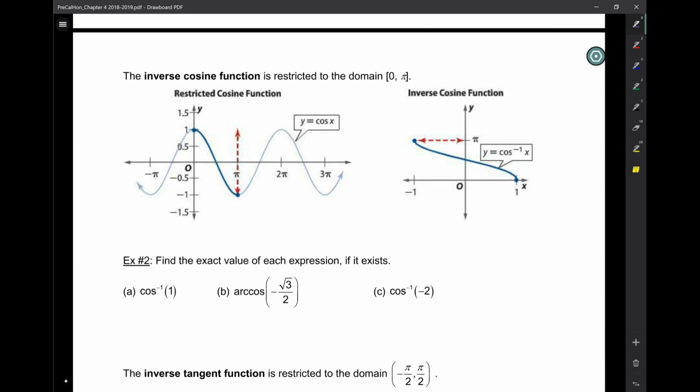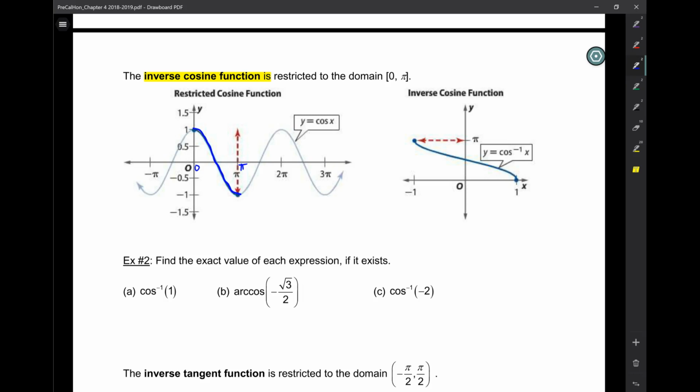So for the cosine, the restricted cosine function. Now cosine is a little bit different. So this is what it looks like. And it doesn't go from negative pi over 2 to pi over 2. It goes from 0 to pi, right? So basically we look and we just want to take an arm of this that passes the horizontal line test.